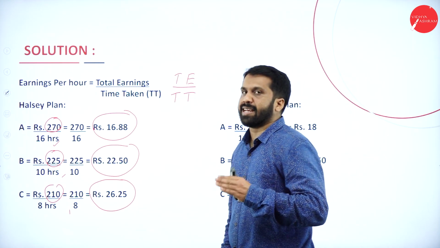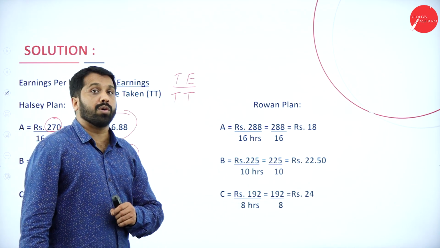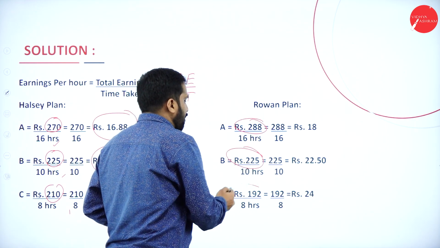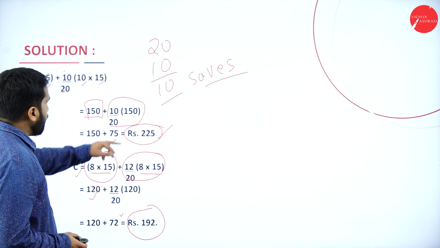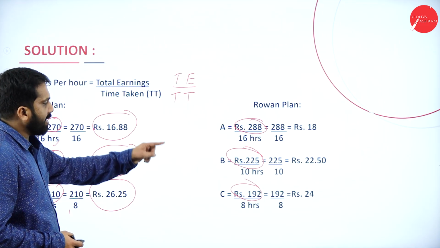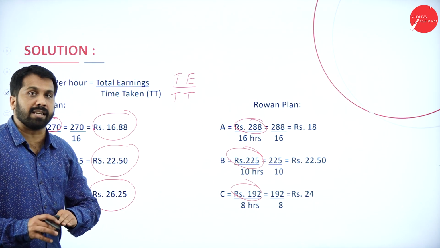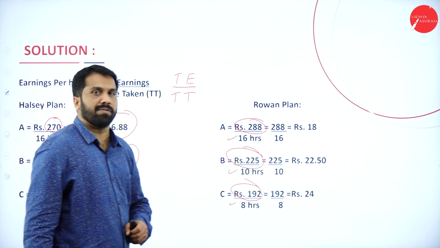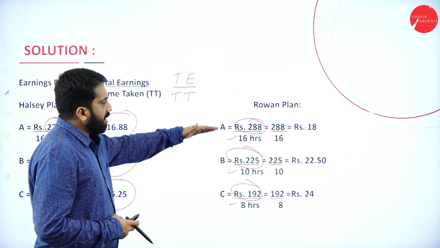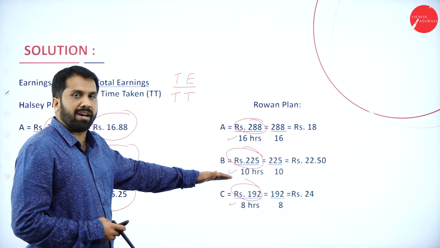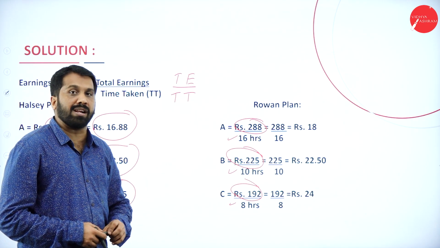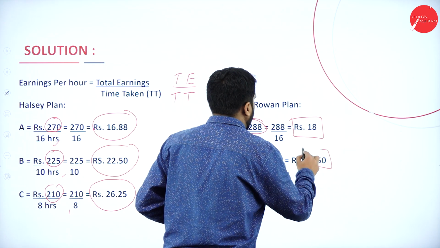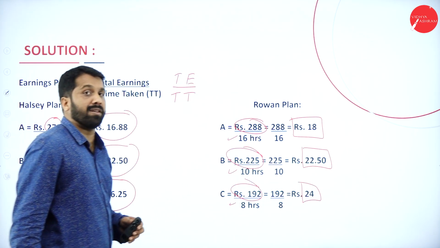Now we'll talk about your second type, that will be the Row 1 plan. Under the Row 1 plan, we got the answers 288, 225, 192. The number of hours has no change: 16 hours, 10 hours and 8 hours. How do you calculate? 288 divided by 16, 225 divided by 10 and 192 divided by 8. If you calculate this, you will get 18 rupees, 22.5 and 24 rupees per hour.